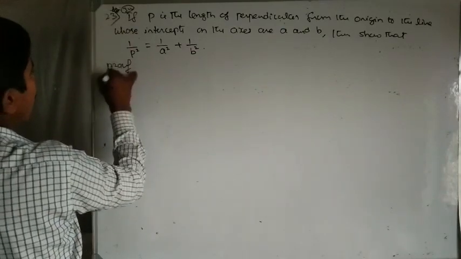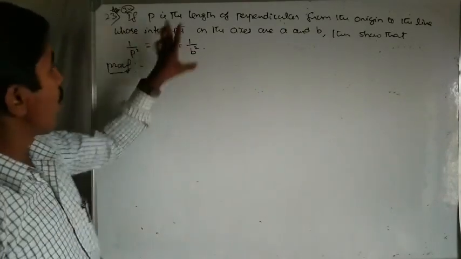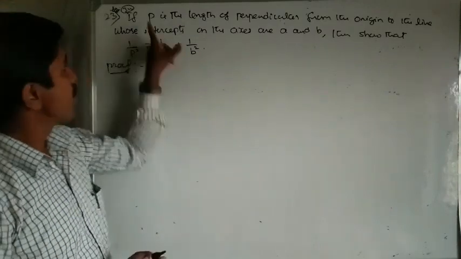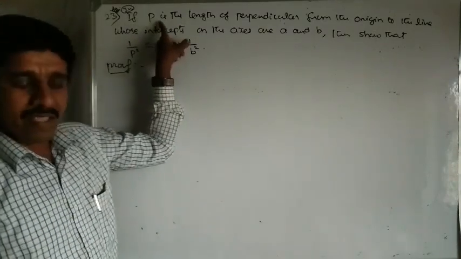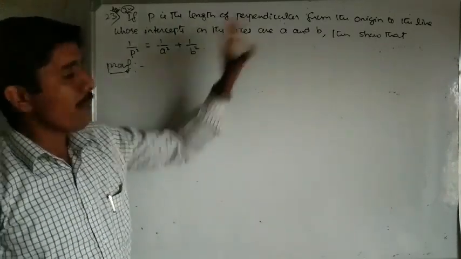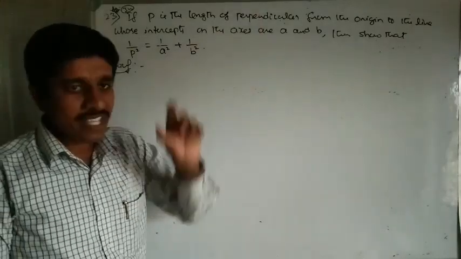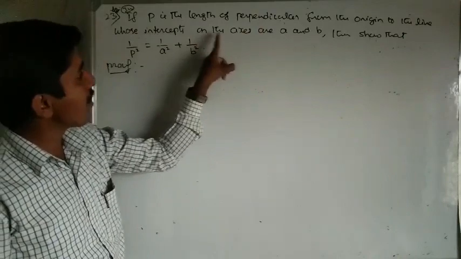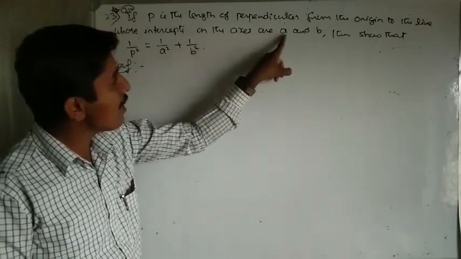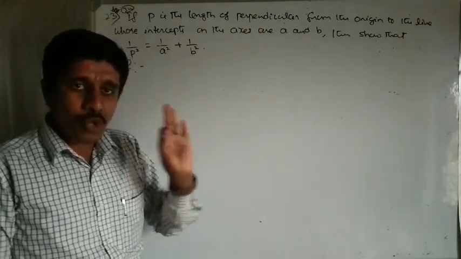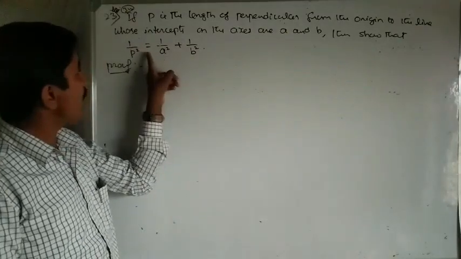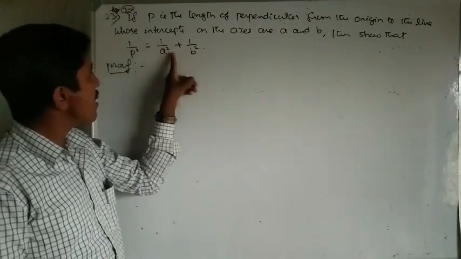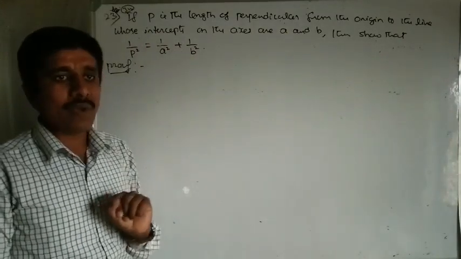Very easy problem. Very, very important for 3 marks. Here P is the length of the perpendicular from the origin to the line. That line makes intercepts on the axes A and B. Then show that 1 by P square is equal to 1 by A square plus 1 by B square.